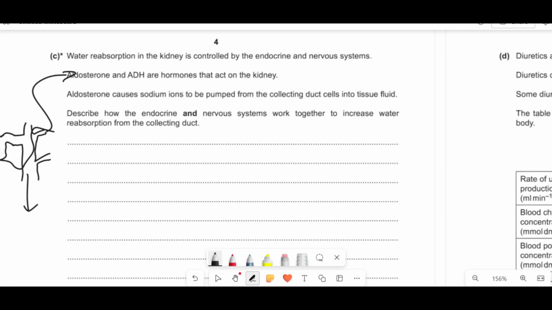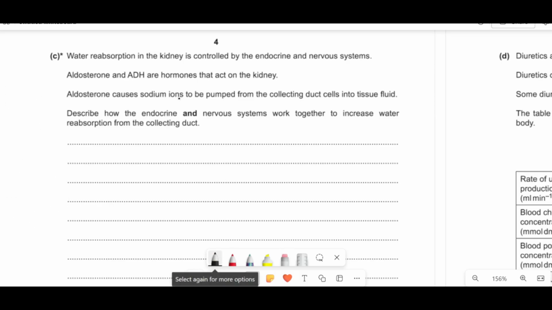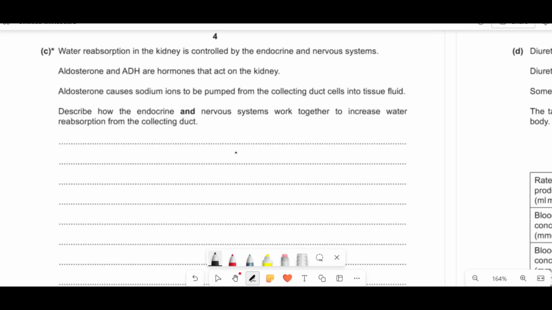So water reabsorption in the kidney is controlled by endocrine and nervous systems. Aldosterone and ADH are hormones that act on the kidneys. Aldosterone causes sodium ions to be pumped from the collecting duct cells into the tissue fluid. Describe how the endocrine and nervous systems work together to increase water reabsorption from the collecting duct. So we'll talk about the ADH one first, and then we'll talk about aldosterone after. They're trying to test you to see if you can apply your knowledge of how aldosterone works, because they don't really teach very high amounts of detail on it, especially in this curriculum.